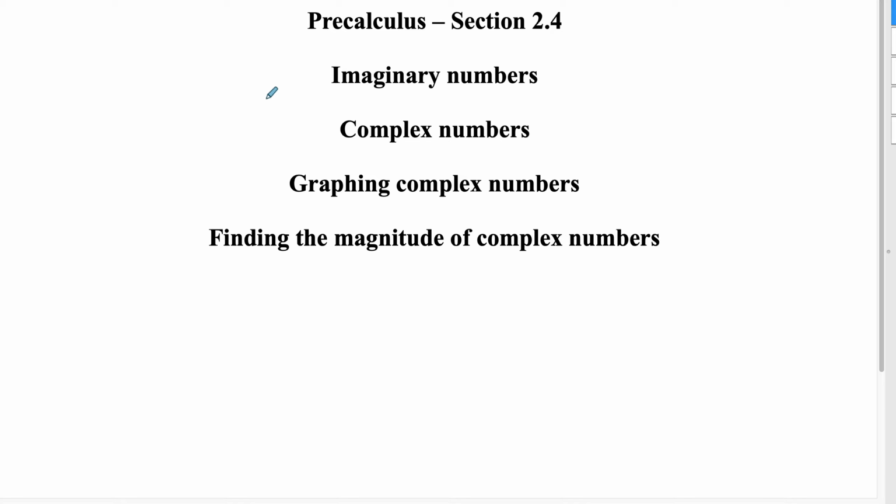Okay, so we're going to be talking about section 2.4, imaginary and complex numbers, how to graph complex numbers, and then finding the magnitude of complex numbers. None of this is that difficult. If you can remember the Pythagorean theorem, that's about as complicated as it gets.